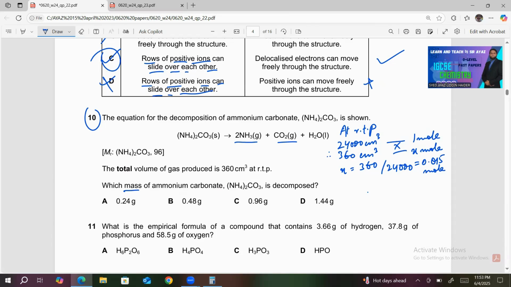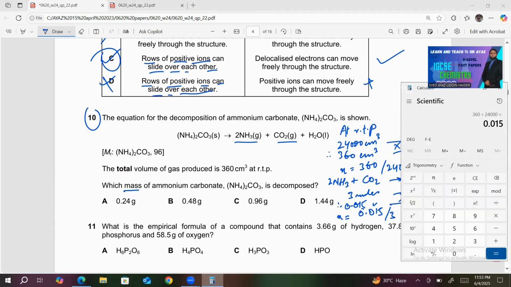Now let's calculate the moles of ammonium carbonate using these moles. So we have ammonia, which is 2 moles, plus carbon dioxide, which is 1 mole, produced from 1 mole of ammonium carbonate. So I'm writing 2 plus 1, 3 moles, produced from 1 mole. Therefore, 0.015 moles will be produced from X mole of ammonium carbonate. To the cross, X is equal to 0.015 divided by 3, which is 0.005 moles.